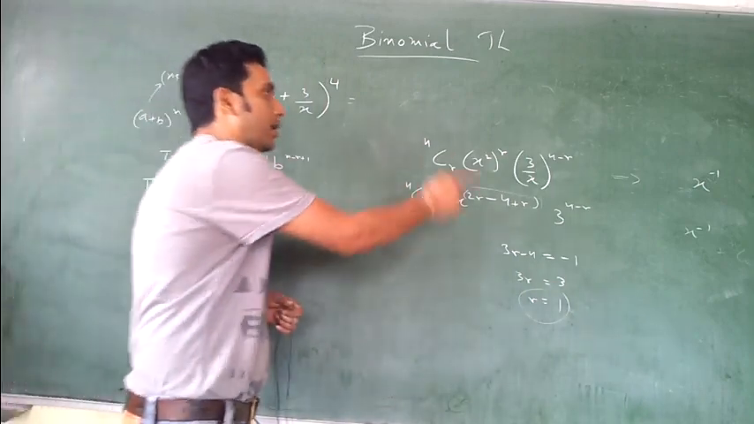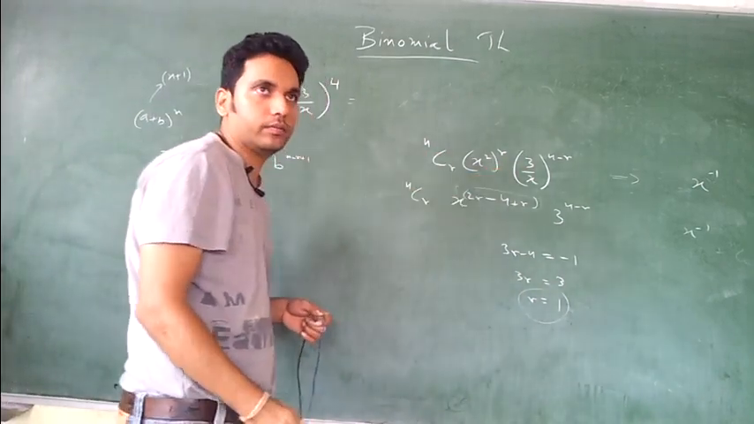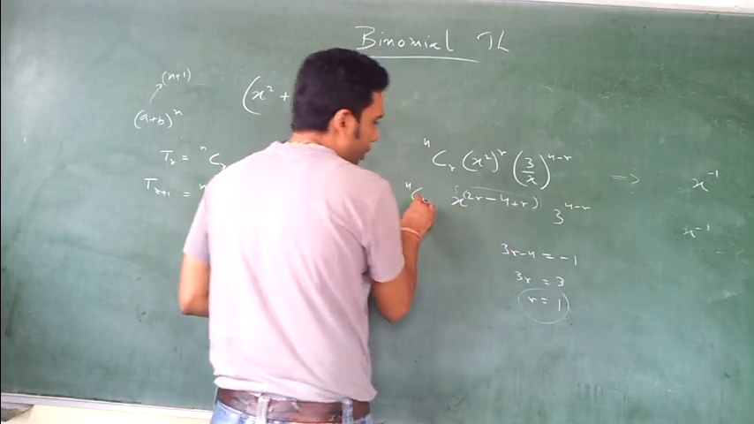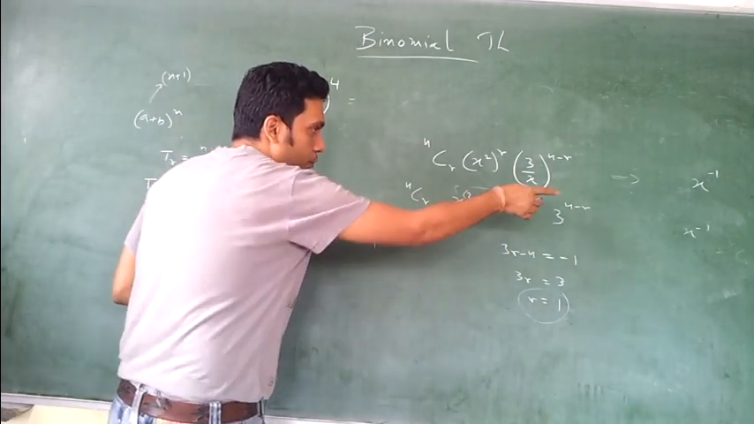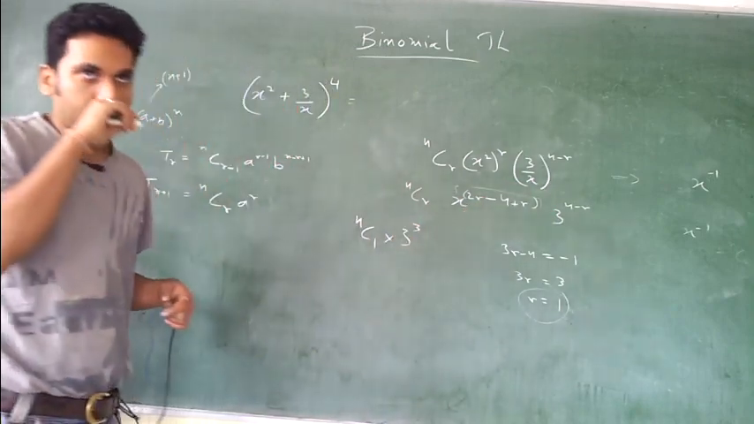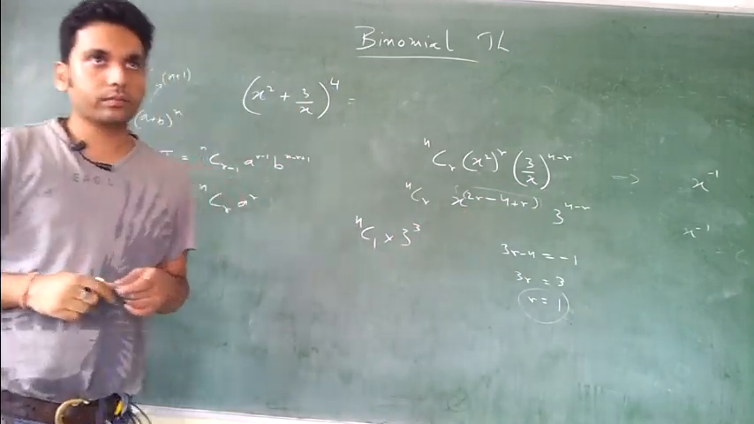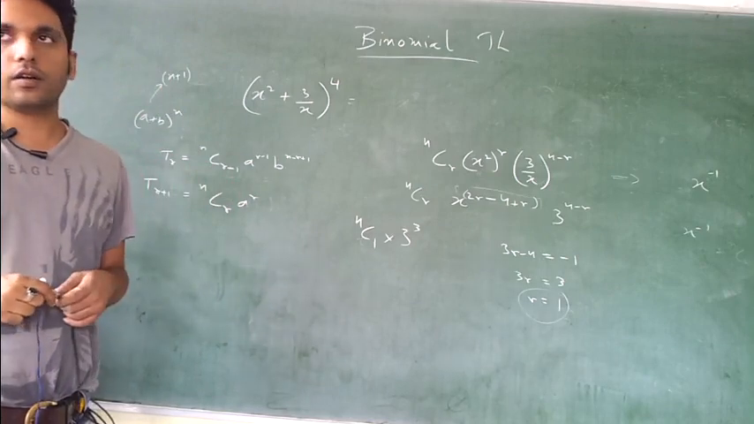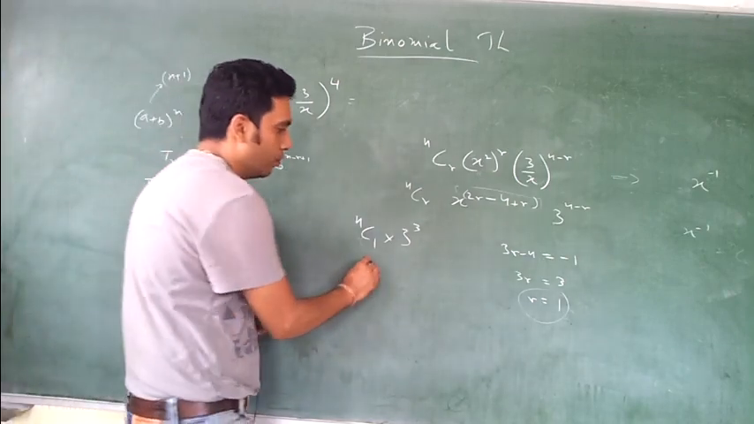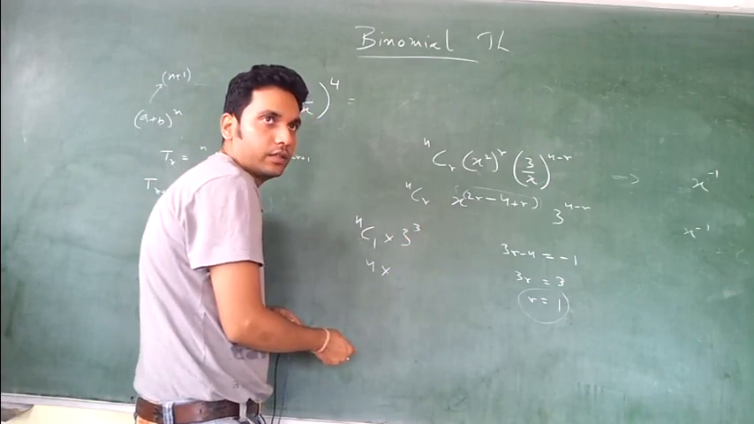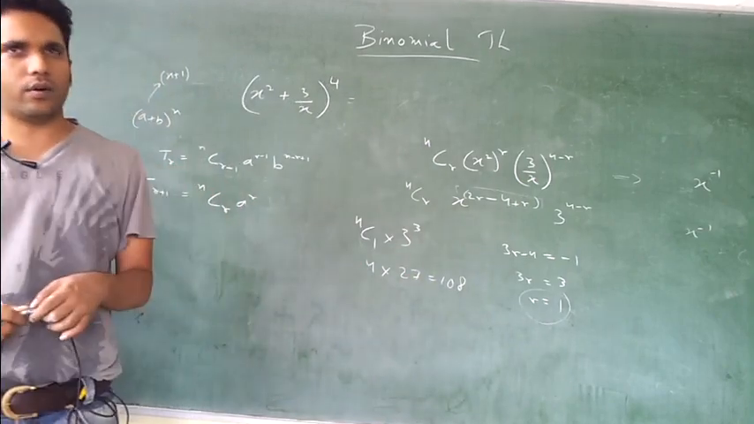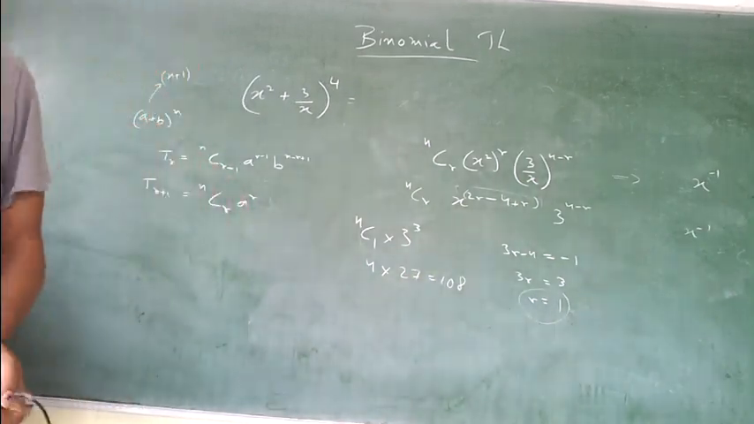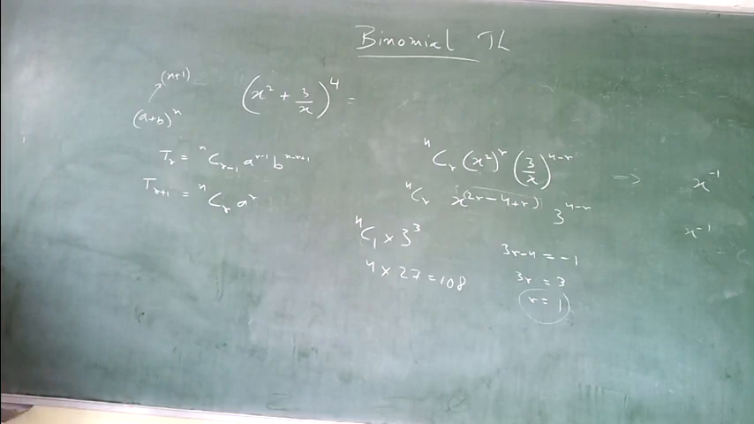Now you will put back r in this and find the value. This I don't have to put back, I'll put back r here and here. So 4c1 into 3 power 4 minus 1 is 3. Okay? 4c1 is how much? 4. And 3 cube is how much? 27. So you have 108 as your answer. Any doubt? So such questions are very, very cheap questions and they do come. So do not mess up in these questions.